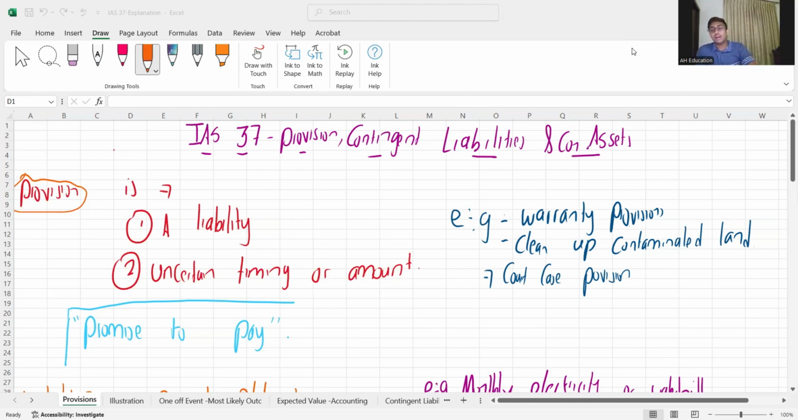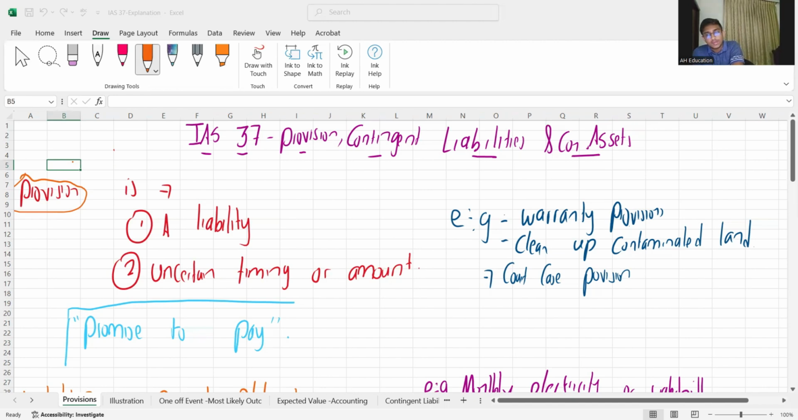So what I would try to do is soon finish off with provisions, move into contingent liabilities, and after it, conclude the session with contingent assets. We'll be having some questions here and there to bring back our memory in terms of IAS 37. Our first question is, what do I call a provision?